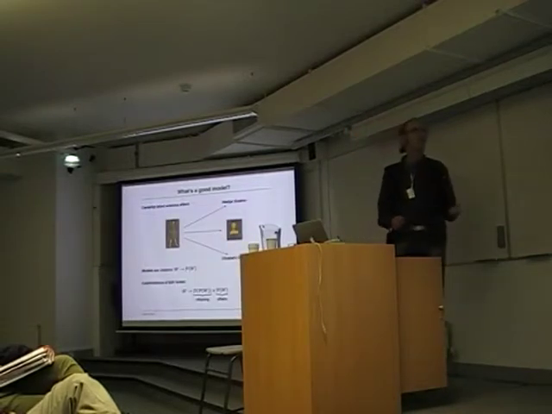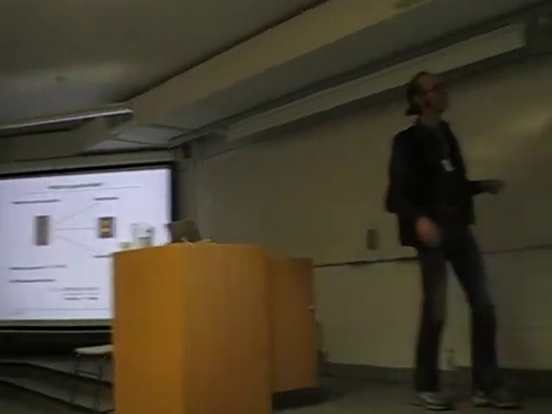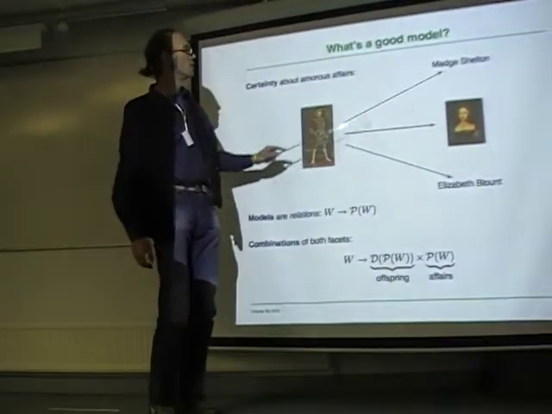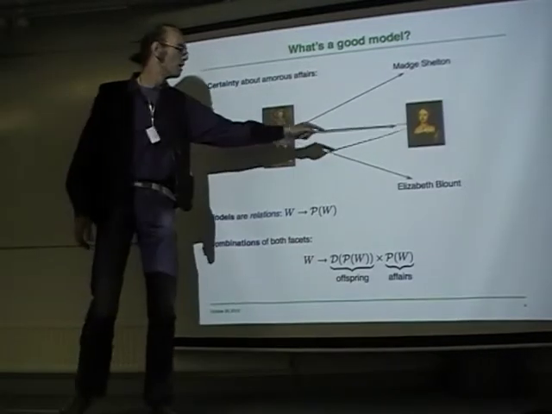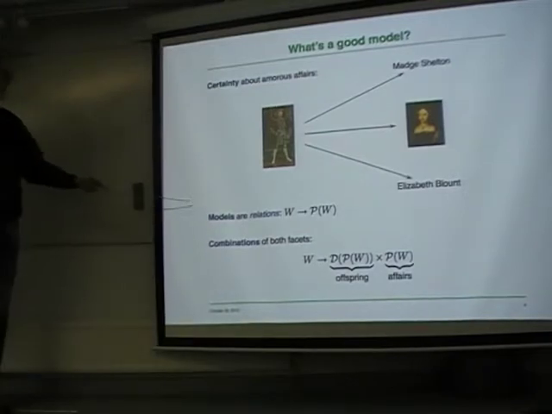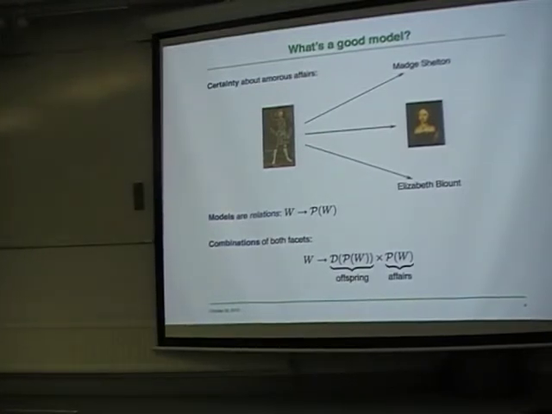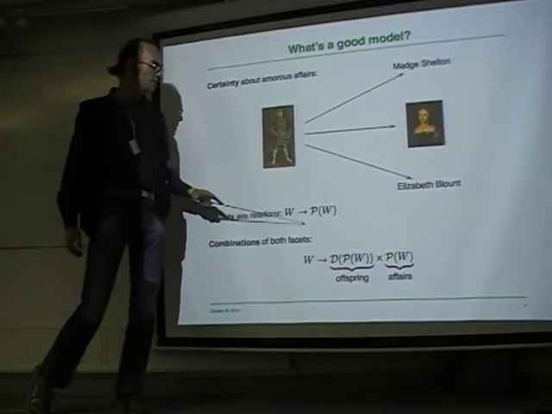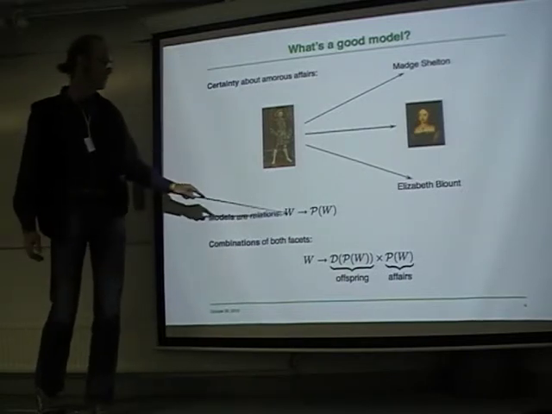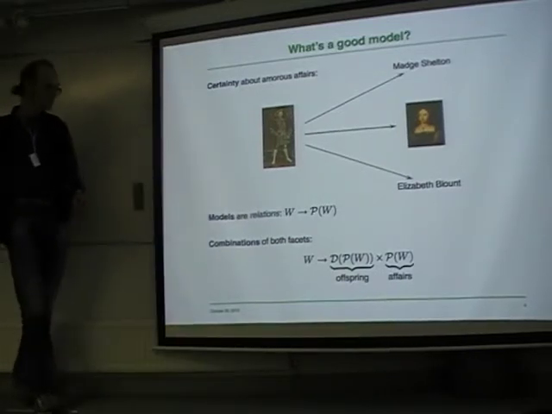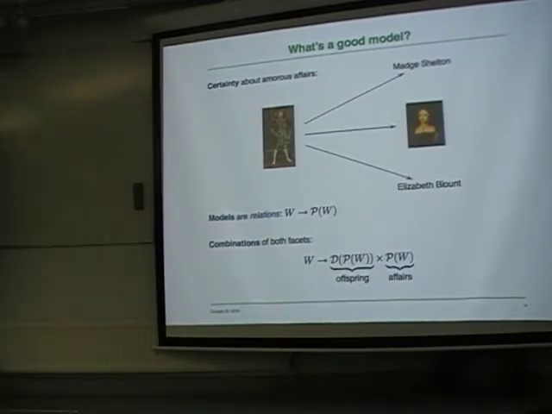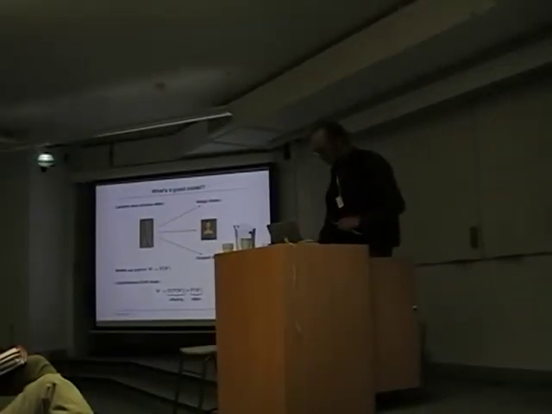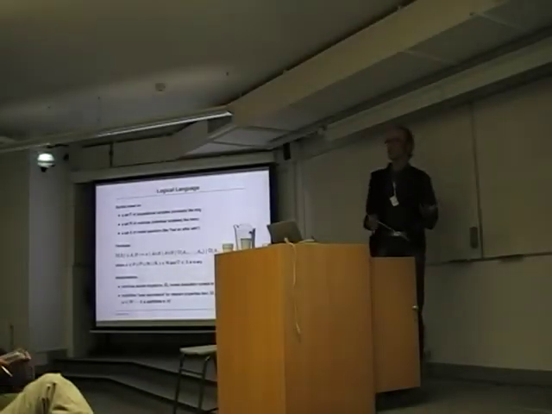Let's assume that we've got a certain degree of certainty when it comes to amorous affairs. We know that Henry had amorous affairs with a number of people. Here's Mary again. That means that the models are relations: from every point, to every point, I assign the set of individuals with whom the individual on the left-hand side has an affair. And I can combine these two facets by simply taking Cartesian products. So this is the setup.